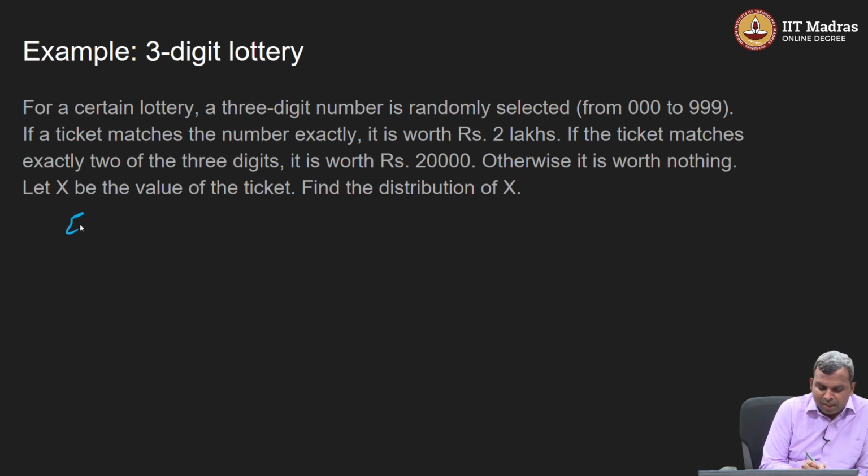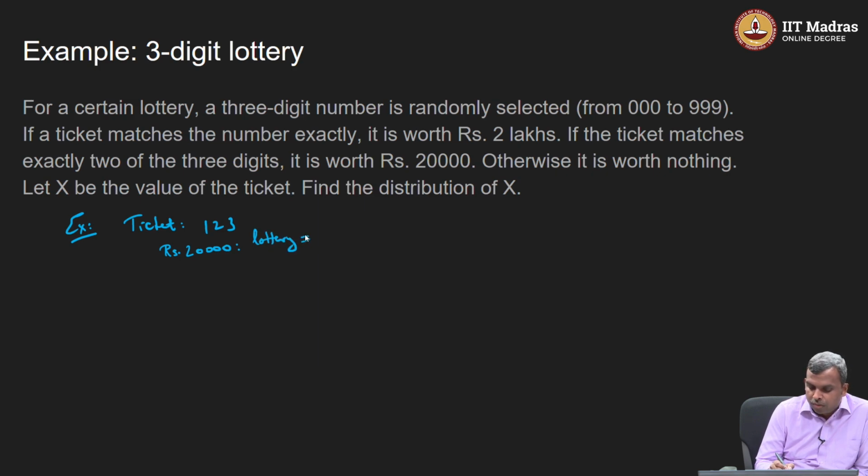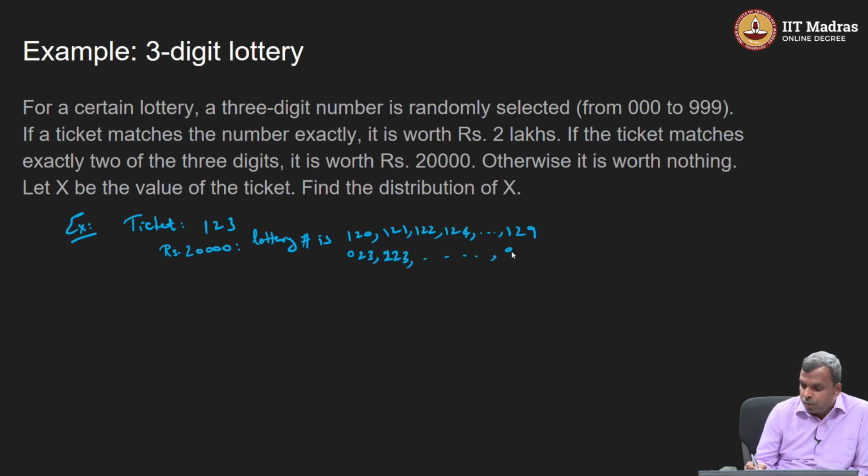So, when will you get rupees 20,000? Here is an example. Suppose the ticket is 123. You get rupees 20,000 if the lottery number is 120, 121, 122, 124, and so on till 129. There are 9 such numbers. It can also be 023, 223, and so on till 923. It can also be 103, 113, 133, and so on till 193. So, there are 27 possibilities for that.